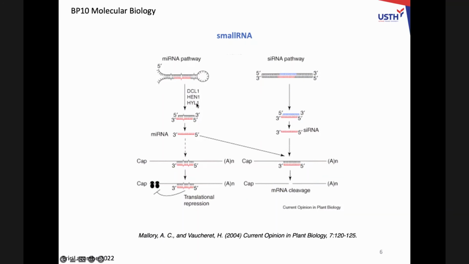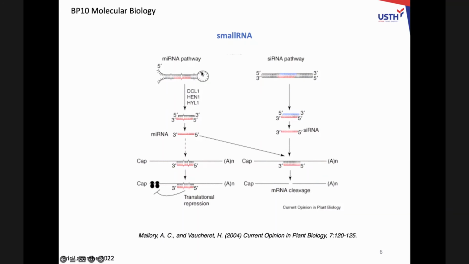And I just put this slide also because I wanted to show you this HYL1 in the biosynthesis pathway, because we're going to show a mutant of this. So I'm going to show you a specific case of this microRNA pathway. So just to be sure.